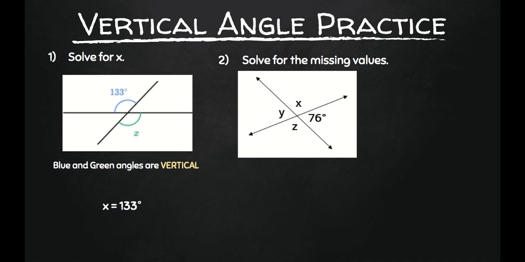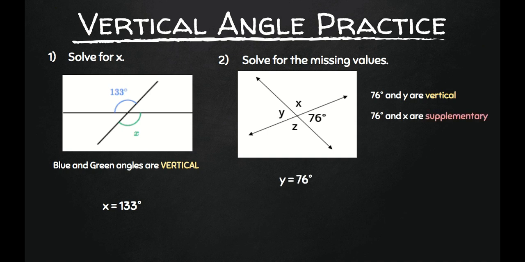This is another type of problem that you might see that is actually going to combine what we learned yesterday with supplementary angles. So we want to solve and figure out what x, y, and z are equal to. So first thing I notice is that 76 and y, those two angles are vertical. So if they are vertical, they're going to be equal to each other. So y is equal to 76.